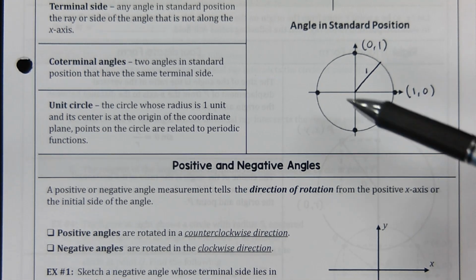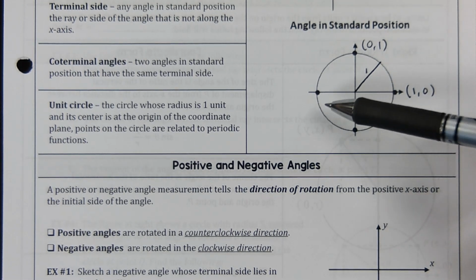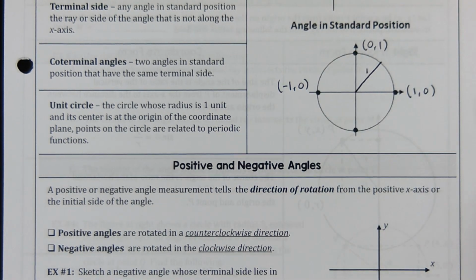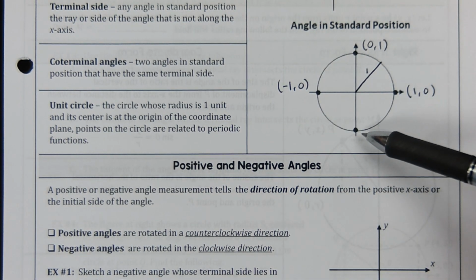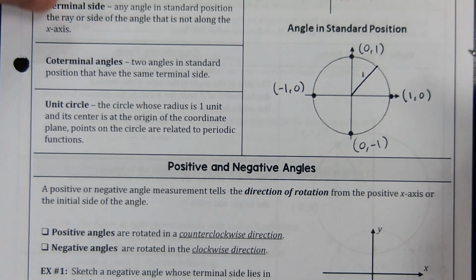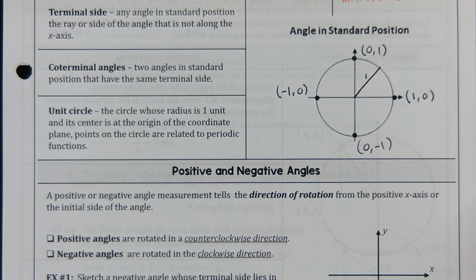Anyway, this coordinate is 1 to the left of the origin, so its coordinates are -1, 0. And this one is 1 below the origin, so it has coordinates 0, -1.